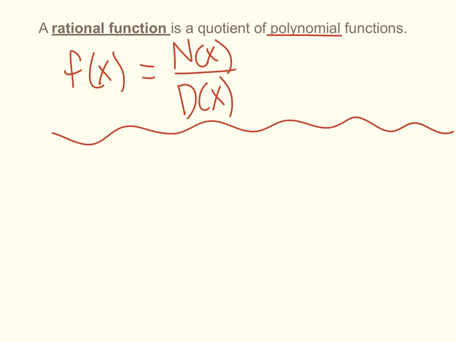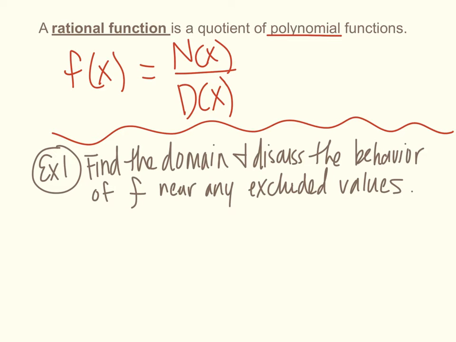So you've done some work with rational functions in Algebra 2, and we're going to go a little bit farther with it this year. Let's start out by finding the domain of a rational function. Example 1, let's find the domain and discuss the behavior of f near any excluded values. All right, let's maybe start with an easy one. What if we have f of x equals 1 over x?